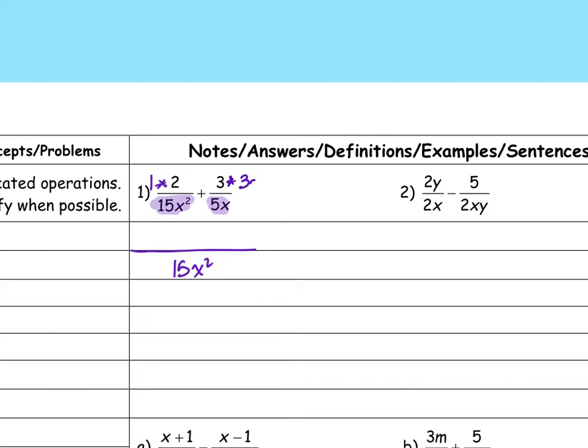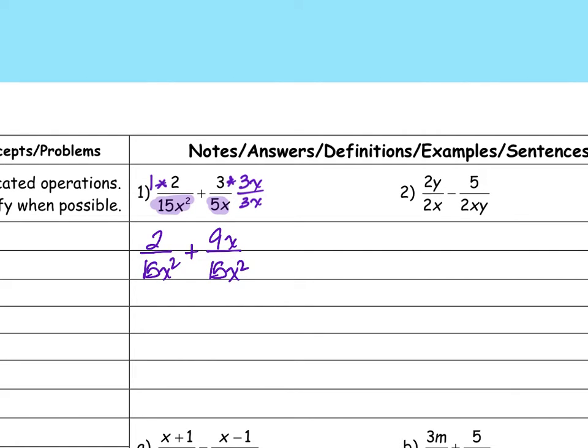And then I need another x. So if I multiply by 3x, 3x times 5x gives me 15x squared. And then I'm going to multiply by the same thing on top. I'm just multiplying by 1, so that doesn't change anything. I'm just making it look different. Let me write it this way. So this becomes 2 over 15x squared plus 9x over 15x squared.